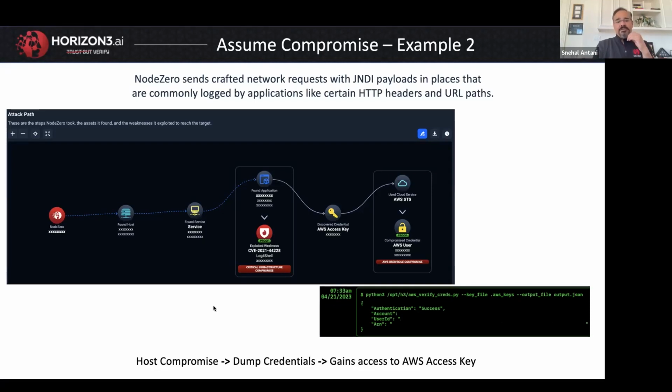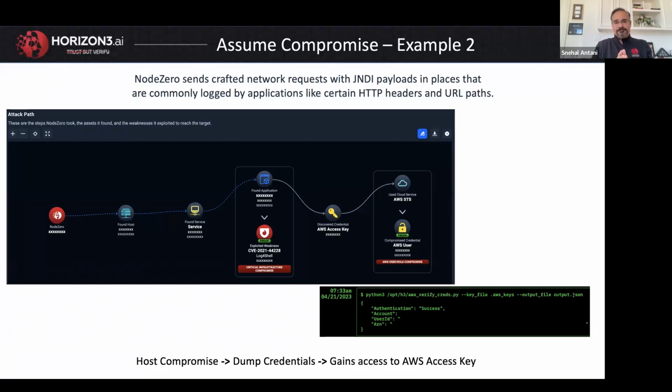But what's interesting here is that upon getting code execution, that particular server had sensitive processes that could be dumped. So upon gaining host compromise, Node Zero was able to dump credentials, so dump SAM, dump LSASS, other sensitive processes on that box. Within those sensitive processes was the AWS access key that Node Zero was able to use to gain access to the production cloud environment. And then once you're in the production cloud environment, there are a variety of techniques to elevate privileges, gain access to sensitive data, exfiltrate S3 buckets, other things like that.